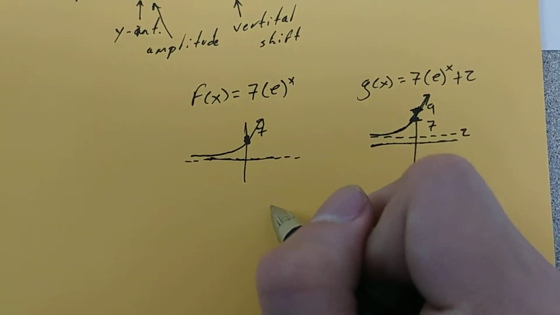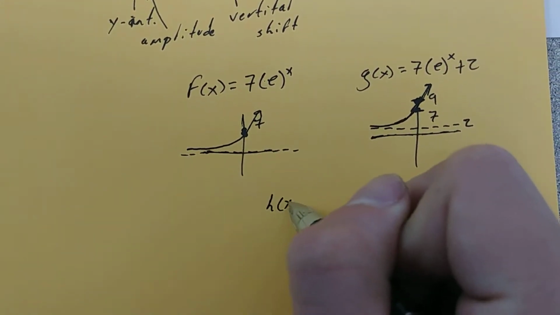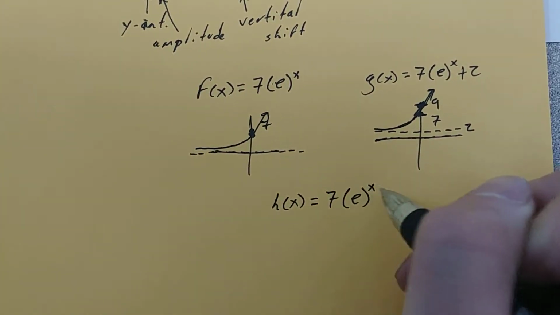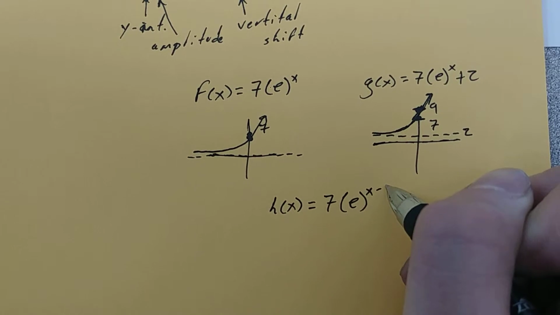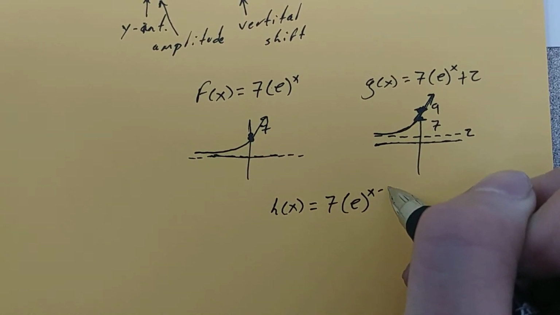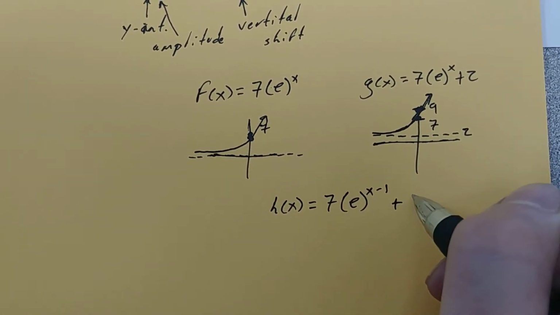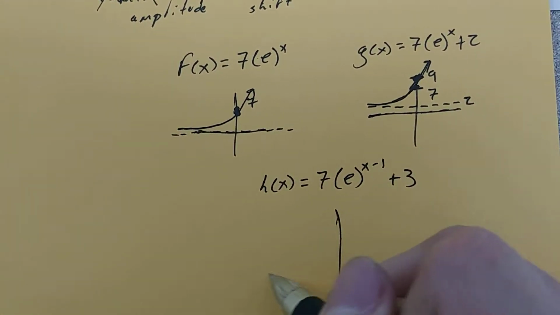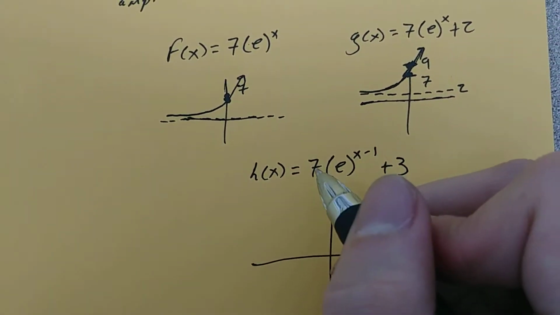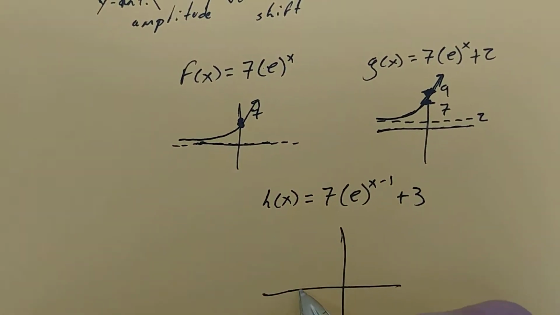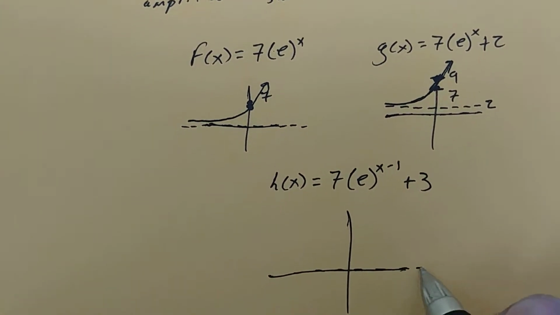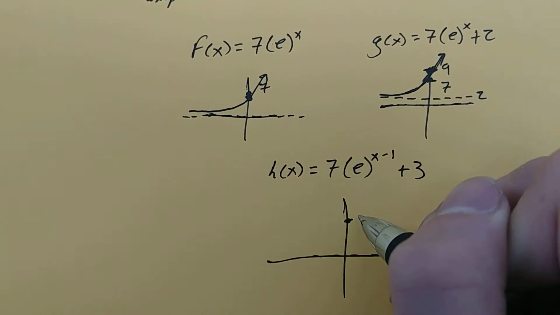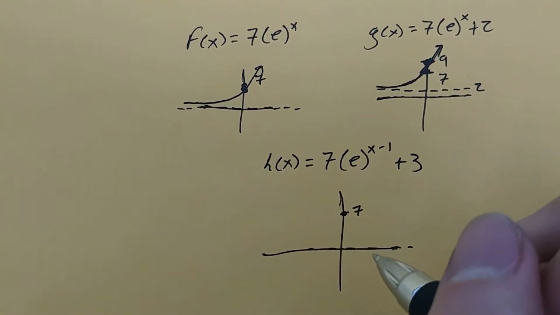Let's add now another parameter. Let's call this h of x equal to 7 times e raised to the x minus 1, plus 3. So we shift it to the right 1 unit, and then up 3. All right, so here's my graph. Again, because of this 7, my asymptote always begins on the x-axis, and that's where my point begins. It begins at 7. There's my point at 7.